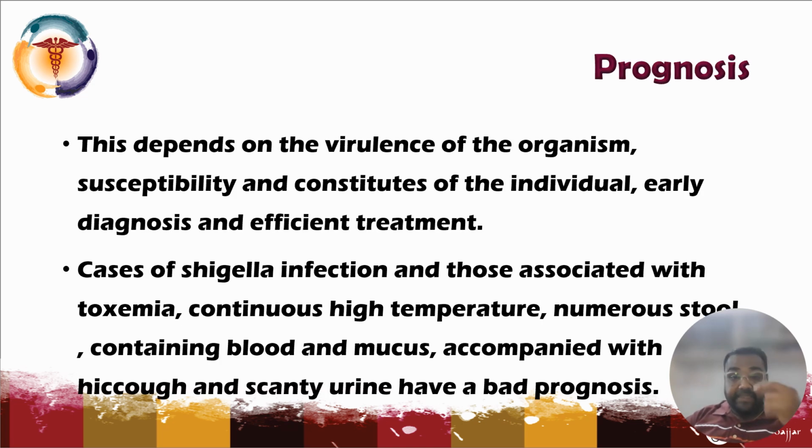So prognosis depends on the virulence of the organism, कि organism का virulence कितना है, कितनी quantity में organism है. It depends on the susceptibility and the constitution of the individual, कि individual का constitution कैसा है, and how early we can diagnose. With early diagnosis and efficient treatment the prognosis is good. So if the virulence of the organism is low, susceptibility is more, and the constitution is good, with early diagnosis and efficient treatment, there is a good prognosis.